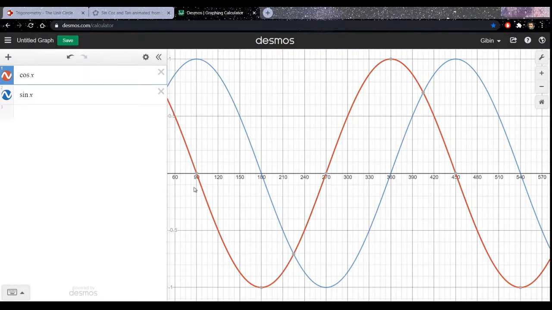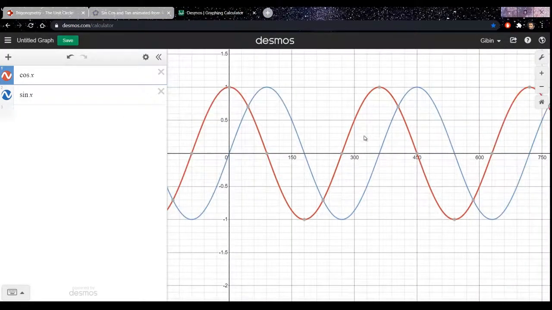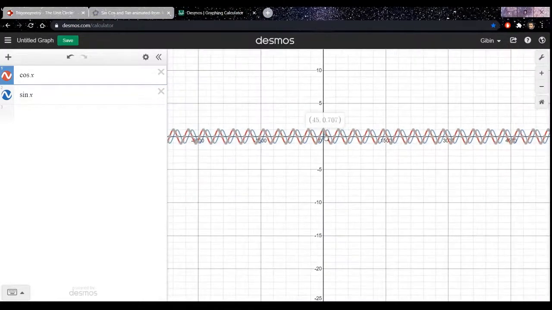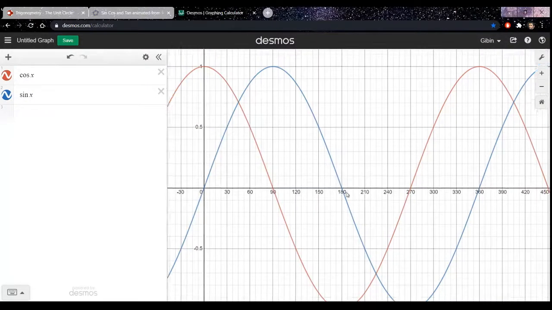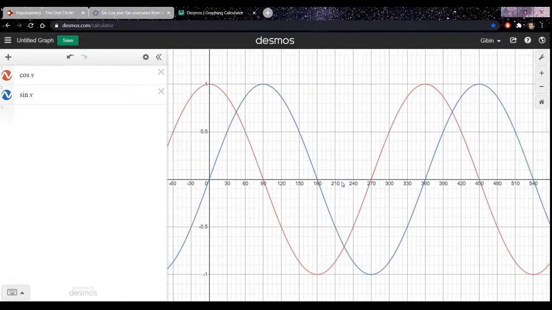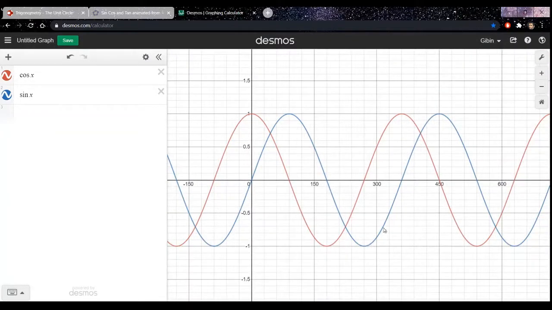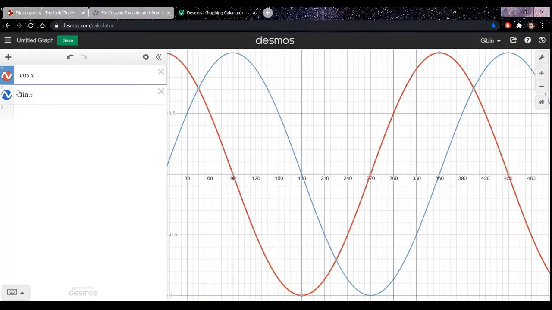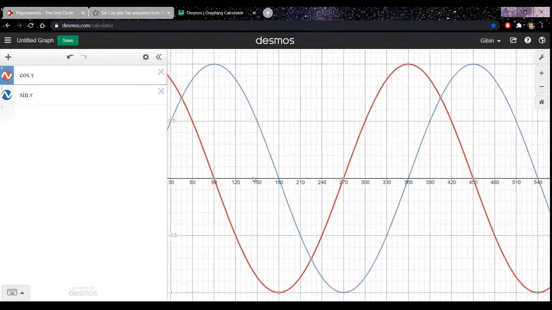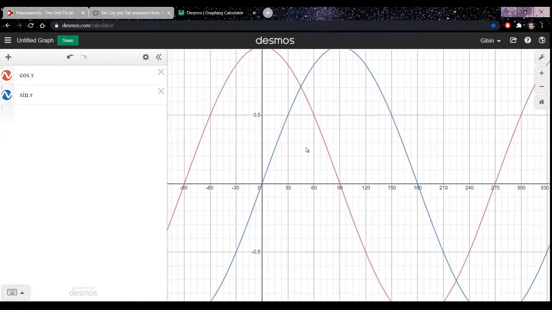So see, this actually goes from minus infinity to infinity. That means this graph actually never ends. It just starts at minus infinity, goes till infinity. Now, I can either consider this blue as leading, going first, or I can consider this red as going first. If the red is going first, red is cos, and blue is sine. So suppose I consider red as going first.